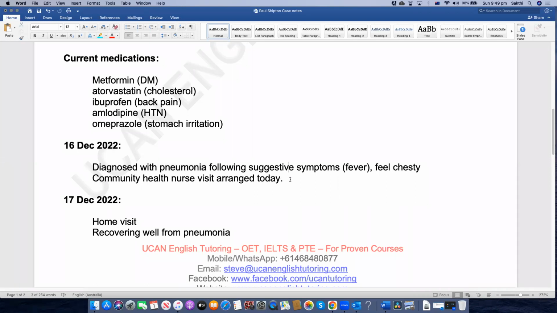I don't need to write down the suggestive symptoms of fever and chestiness. I don't want to do that. It's not needed. All right. And let's go ahead with the next one.